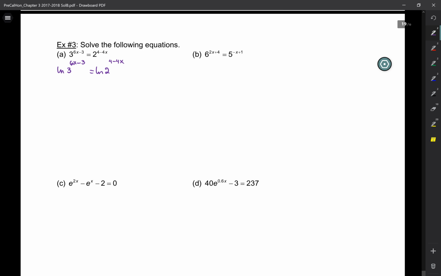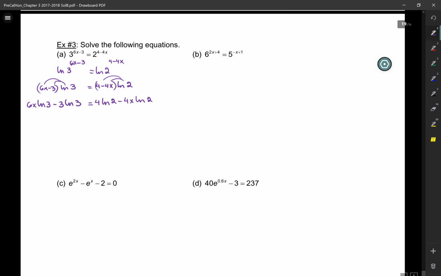Okay, what happens when you have log of something to a power? What happens to the power? What can we do to it? It turns into a coefficient. So this is going to be 6x minus 3 in parentheses times ln of 3 equals 4 minus 4x times ln of 2. Now we're going to distribute those ln's. So it's going to be 6x ln of 3 minus 3 ln of 3 equals 4 ln of 2 minus 4x ln of 2.